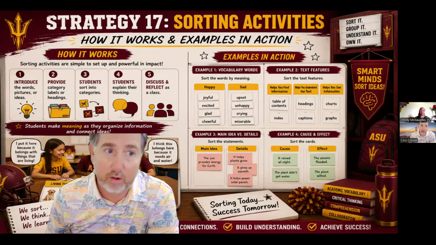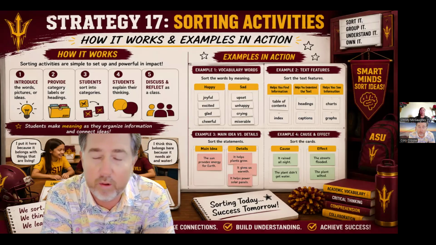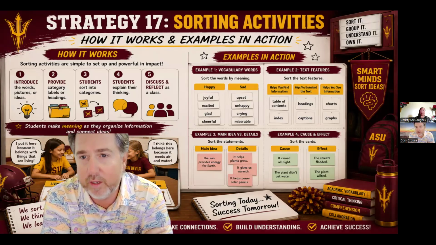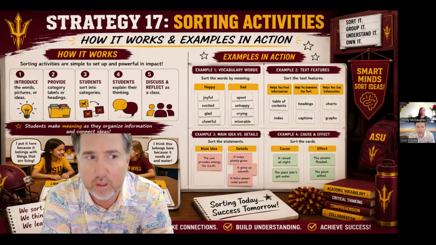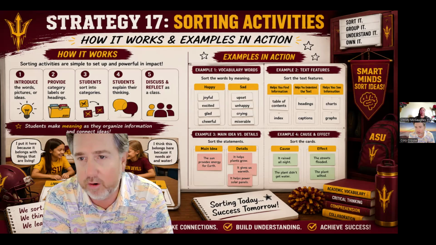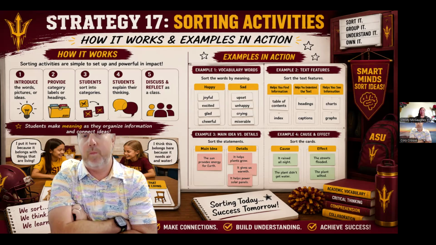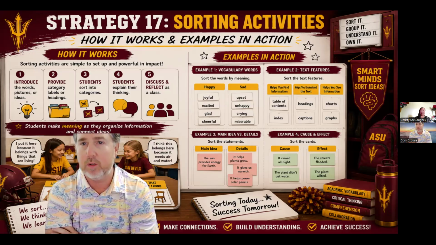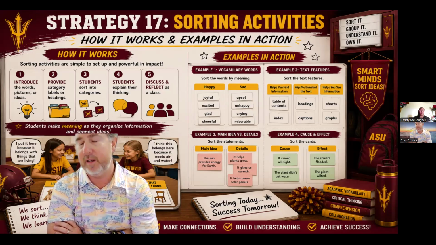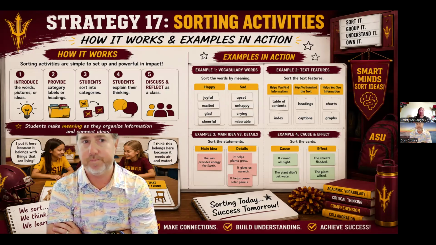How it works: you introduce the word or the phrases. At the early elementary level, you're introducing words. As you get older, they start to introduce phrases and different things like that. As you introduce the words, you're going to want to introduce some sort of pictures or visual content to those if you can. Maybe some ideas. You're going to work on putting them into categories, labeling them, or even using headings as they get older.